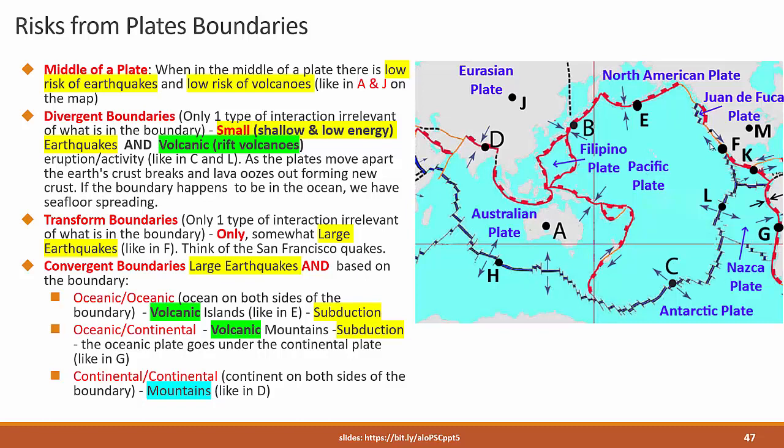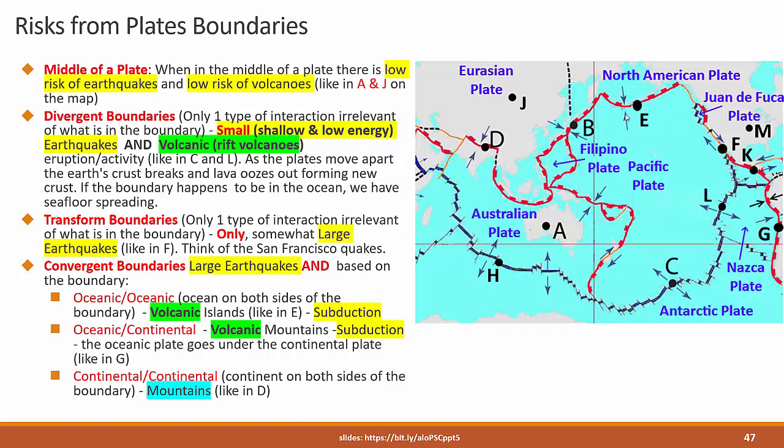Now, transform boundaries, on the other hand, think of the San Francisco large earthquake. That's what we get out of transform boundaries. Large earthquakes. We don't get anything else but large earthquakes. No volcanic activity. Now for convergent boundaries, we get large earthquakes. Think of a head-on collision between cars. That's the most destruction. Same here. Most destruction between the plates, so that's large earthquakes. And that's going to happen no matter where you are in a convergent boundary. It's going to be a large earthquake.